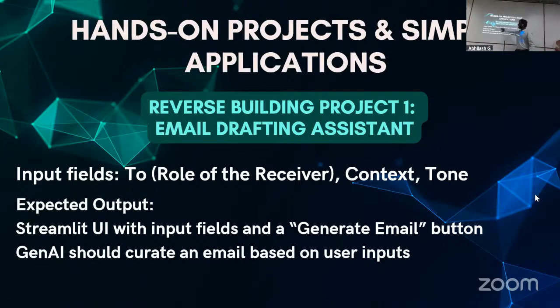So once you set these parameters in the input fields, the output should look like a Streamlit UI with input fields and a Generate Email button, which should generate or curate an email based on the input fields which you have given. All right. Is the problem statement clear?